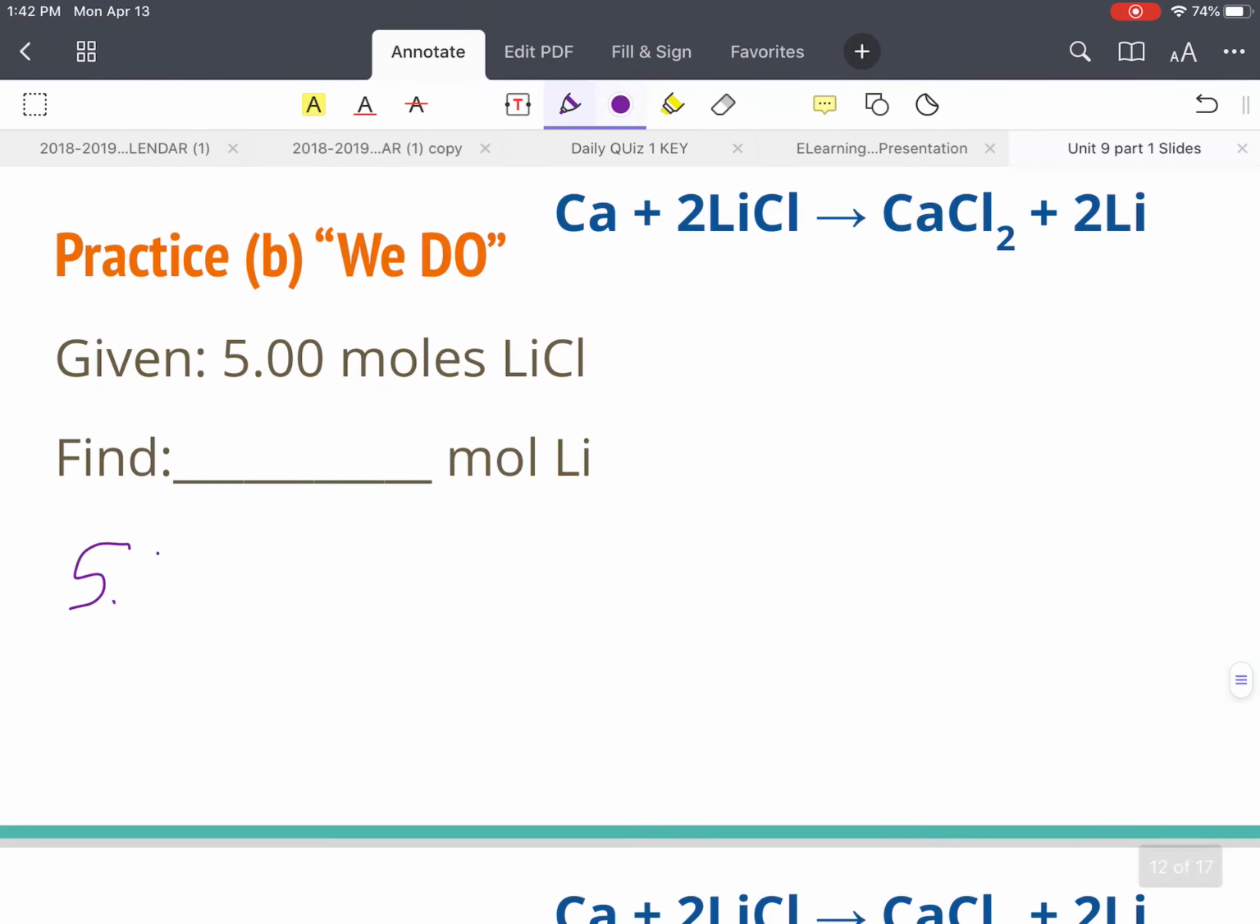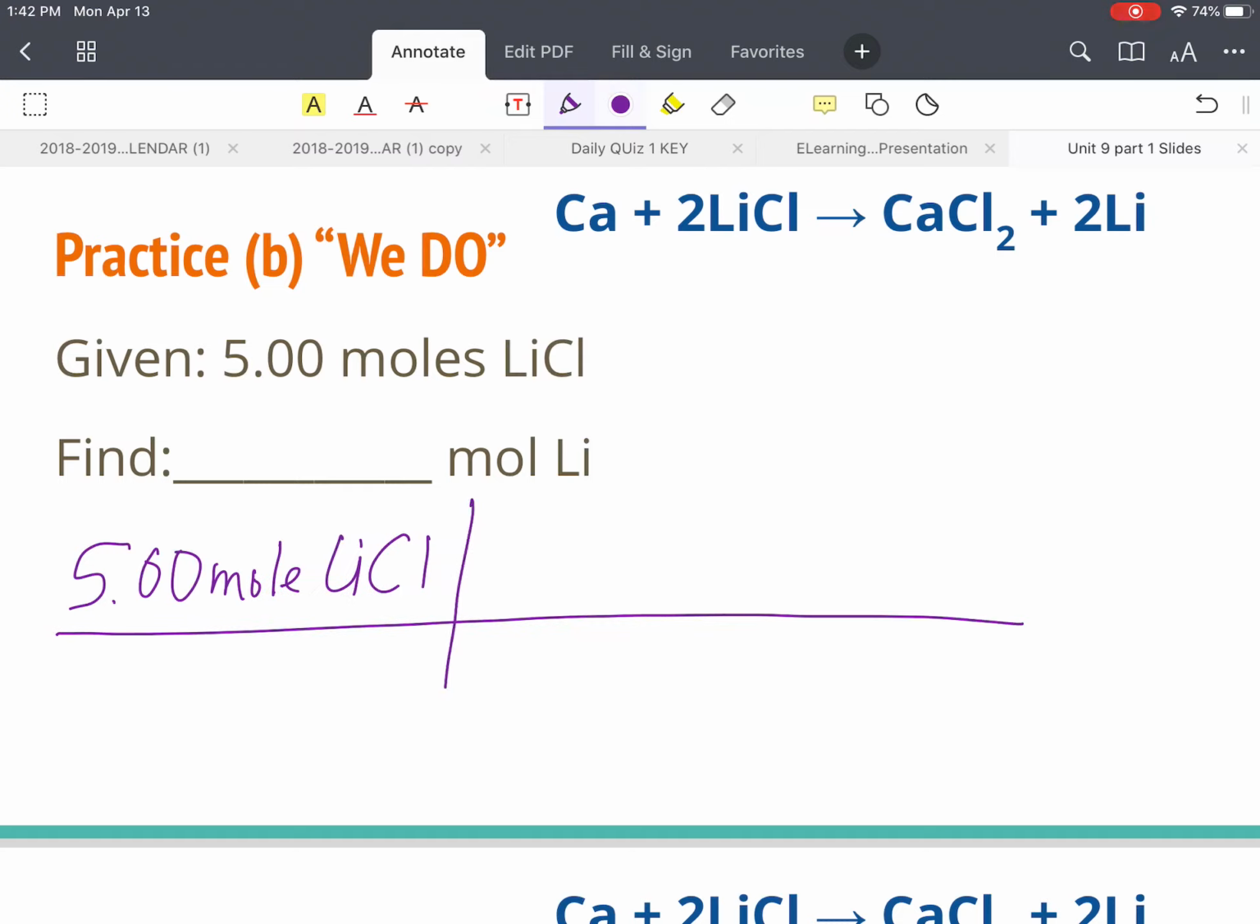Here's another example. Again, I'm always starting with what I am given: 5 moles. On the bottom, I know I have to have moles of lithium chloride. And I'm looking for moles of lithium. So now I'm just going to look at my ratio.